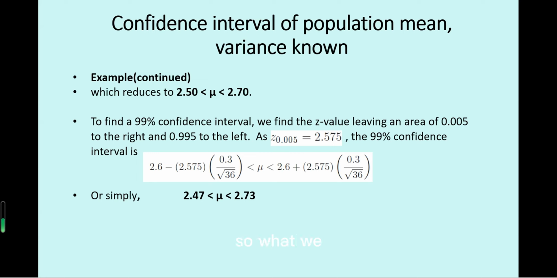So what we want in estimation for the population is the best combination of the confidence level and the narrowness of this range, right?